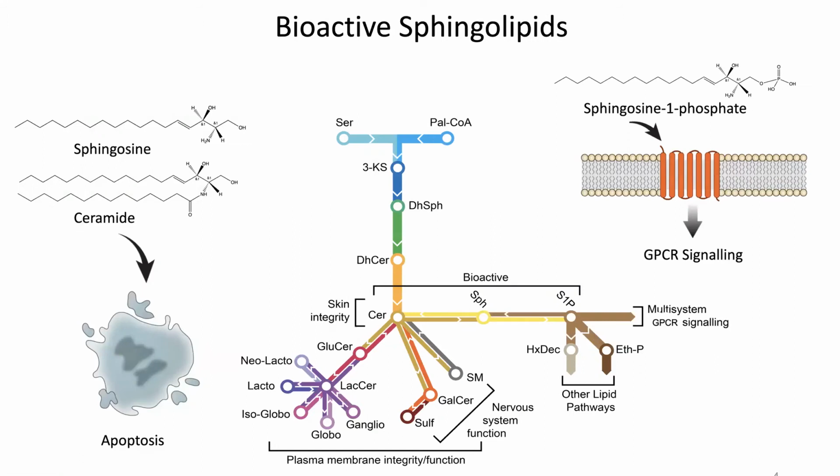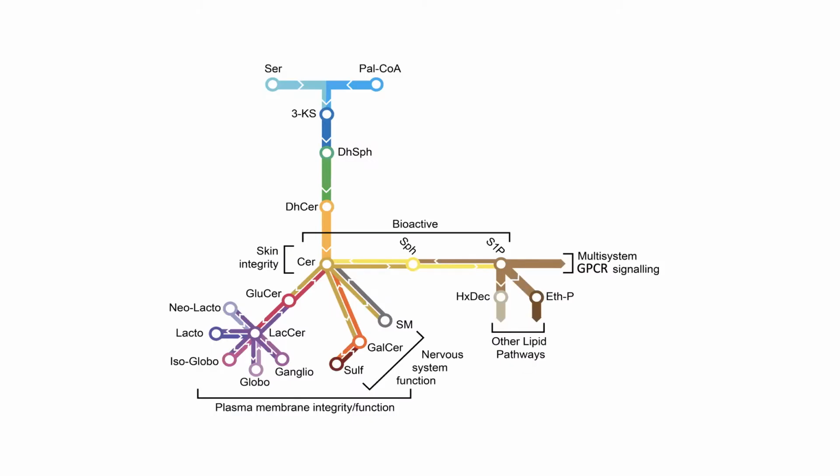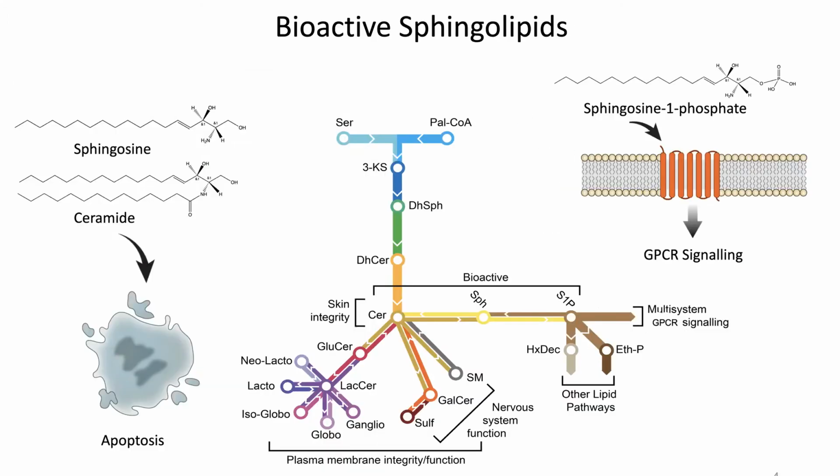As I mentioned, another key component of the pathway is the production of bioactive lipids. The most well studied of these lipids are sphingosine, ceramide, and sphingosine 1-phosphate. It's generally accepted that sphingosine and ceramide are pro-apoptotic lipids, and sphingosine 1-phosphate is an extracellular signaling lipid that engages a family of G protein coupled receptors to affect signaling in multiple physiological systems. And Tim Hla had given us a nice talk outlining all of this.